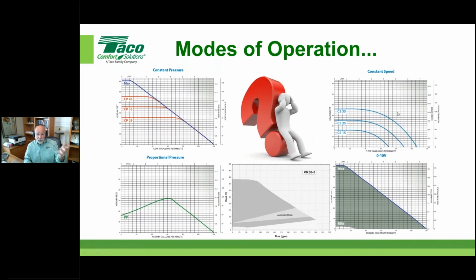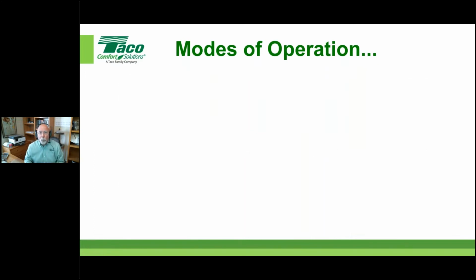So here's 5, for instance. We've got constant pressure, we've got constant speed. I like to call this fixed speed, because if you say constant twice, they're going to get it confused. So fixed speed, proportional pressure. 0 to 10 is a mode of operation where we let somebody else control, and I'll touch on that as well. And then we have the good old adaptable automatic modes as well. So when do we use those? Let's try to clear things up and make sure it's easy to understand what mode for what application.